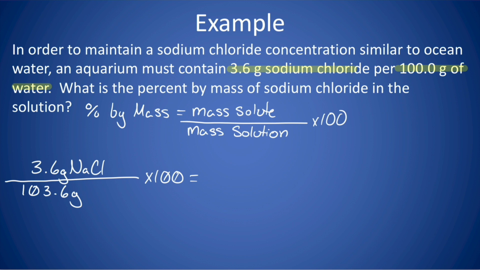And we end up with a solution that is about, again, rounding to sig figs, 3.5% sodium chloride by mass.